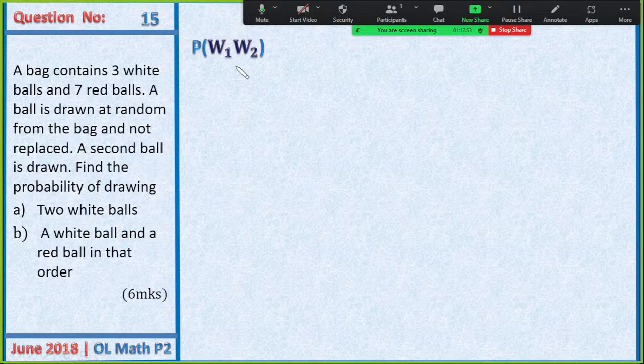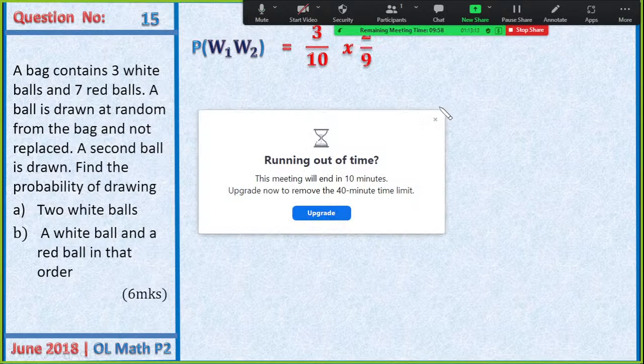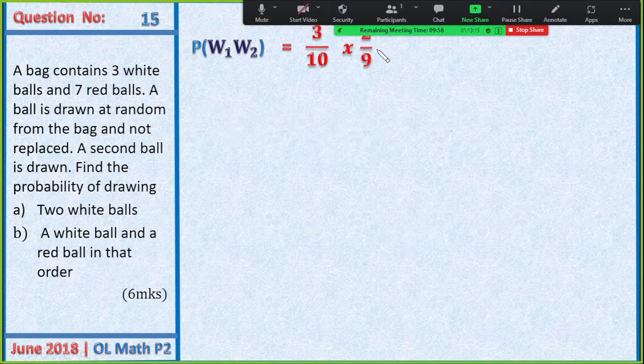So the probability that the 2 balls are white, that means the first is white and the second is white. So the first ball being white is the number of white balls, this is 3 over 10. Then when they have withdrawn the first ball, how many balls are left? 9. And if the first ball is white, then the number of white balls left should be 2 out of 9 balls now. That gives us 1 over 15.